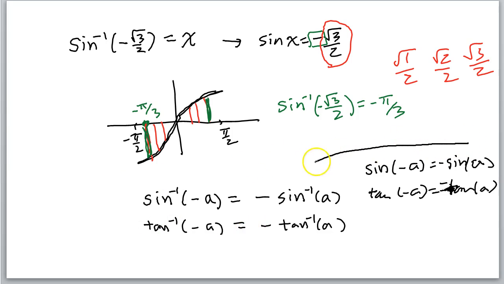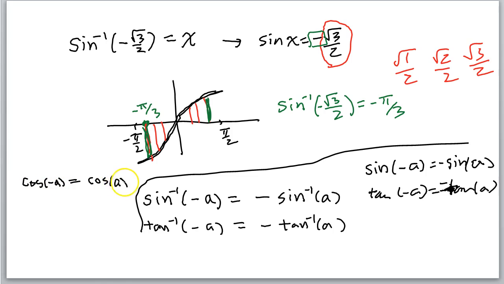However, you have to be careful with the cosine function, because it is not true that cosine of negative a is equal to negative of cosine of a. Instead, for cosine functions, cosine of negative a is equal to cosine of a. All right, maybe it's time for us to move to the cosine function, because as I draw the cosine function, you might be able to understand why cosine inverse is like this. So let's draw the cosine function graph first.